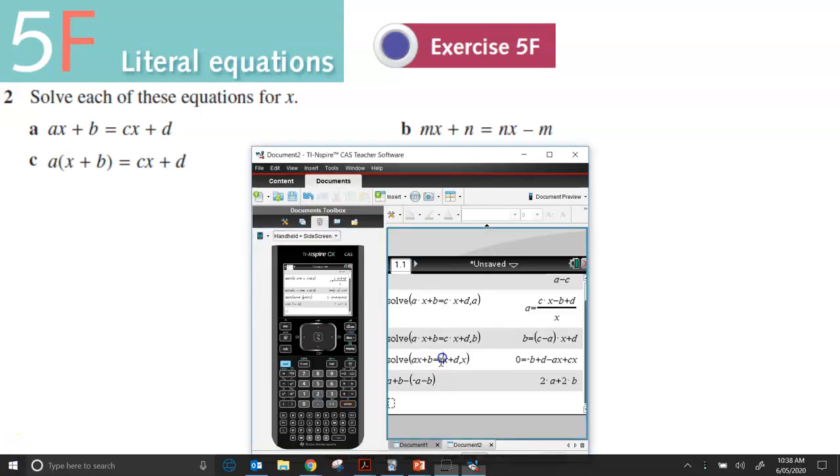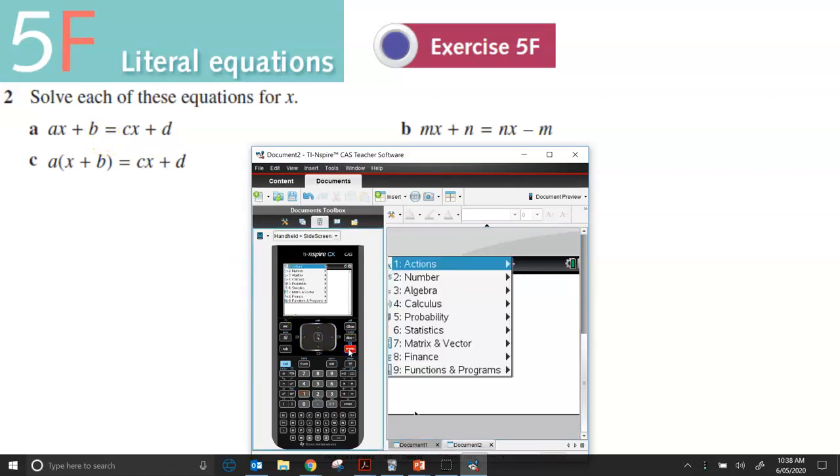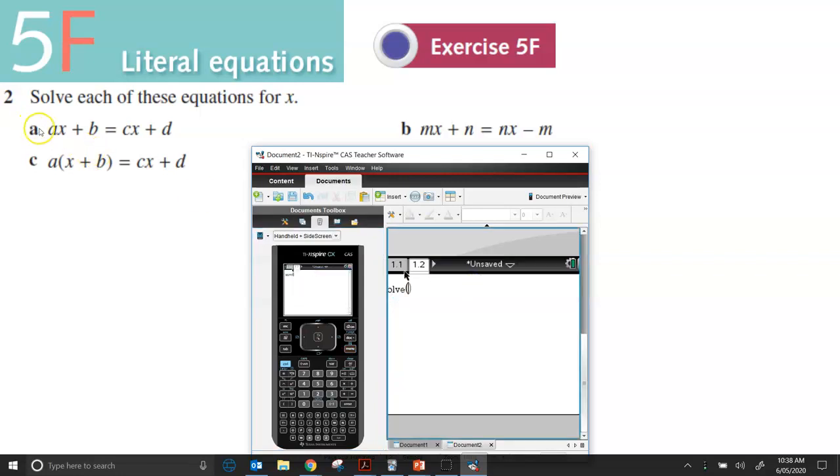Okay then, so we can use our CAS to help us with this. So let's have a look at this equation here. Remember on your CAS to solve, you go to Menu, and then Algebra, and then Solve. So I'm going to type in my equation, but I need to make sure I tell the CAS that this means a times x. So I type a times x plus b equals c times x plus d.